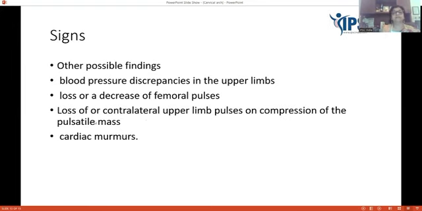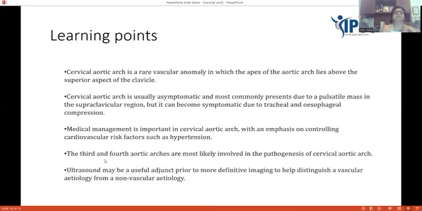Other possible findings or signs can be blood pressure discrepancies in both the upper limbs, loss or decrease in femoral pulses, loss of contralateral upper limb pulses on compression of the pulsatile mass, and there could be cardiac murmurs.